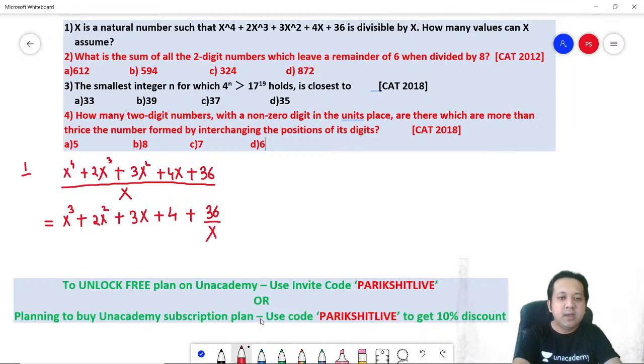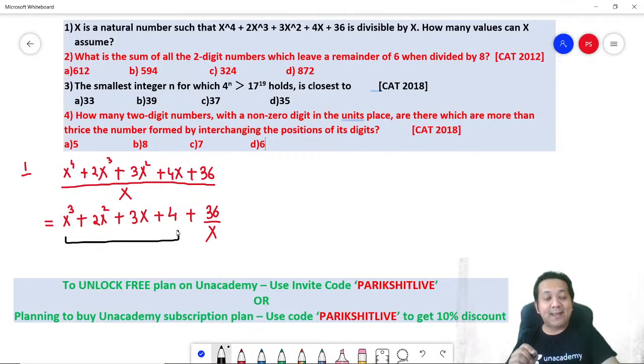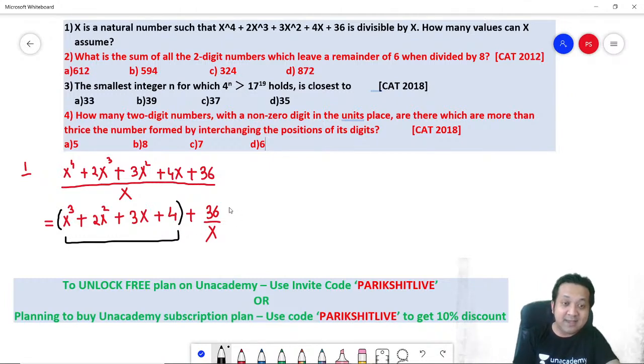Now think about it. The first 4 terms, if you look here, they are not dependent on the value of x. Whatever value of x you take, the part inside the bracket will always be divisible, because x is not there in the denominator any longer. So any value of x you put is not going to change your answer. So the only thing that matters to you is the last term. Can you see this? 36 divided by x.